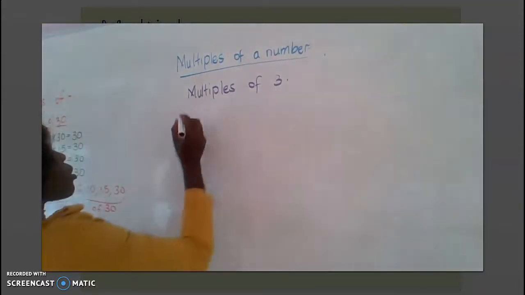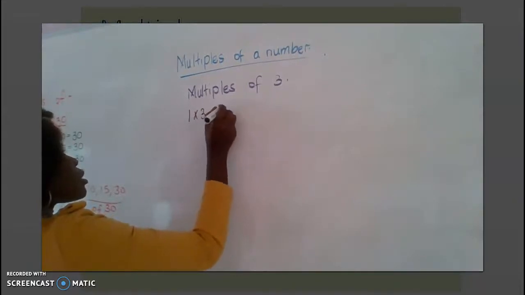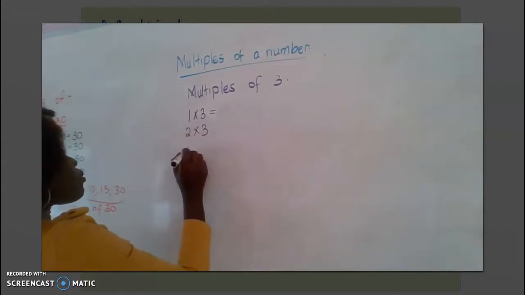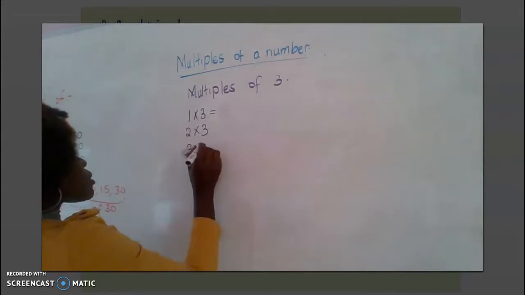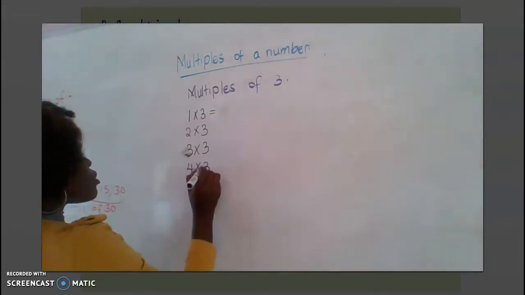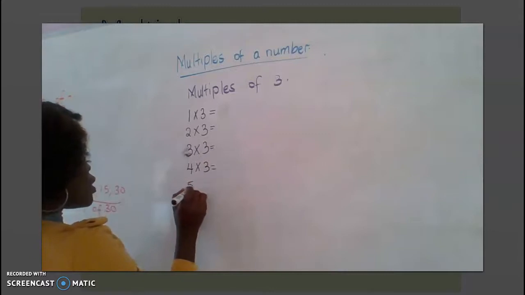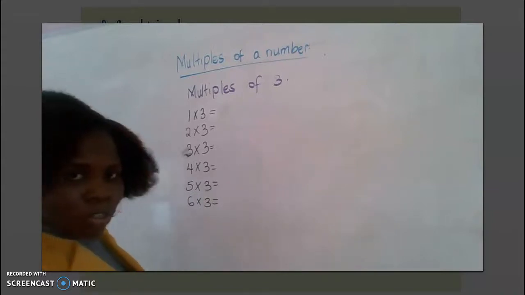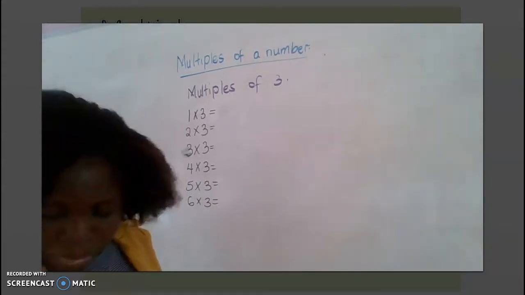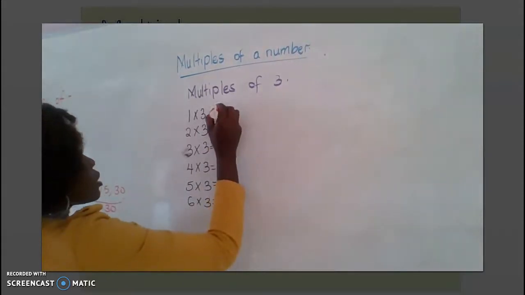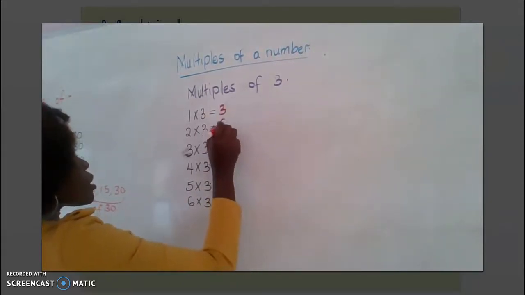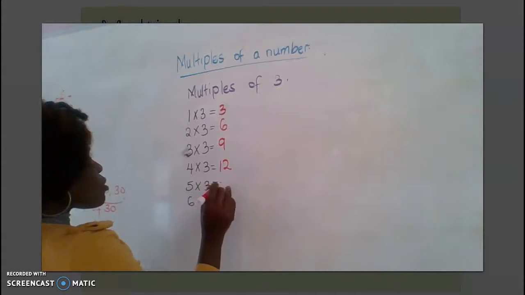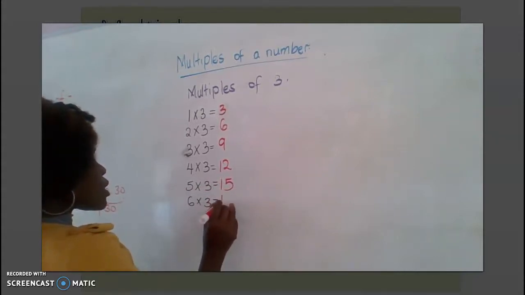For example, 1 times 3 equals 3. 2 times 3, 3 times 3, 4 times 3, 5 times 3, 6 times 3. So I've listed numbers that are multiplied with 3. So 1 times 3 is 3. 2 times 3 is 6. 3 times 3 is 9. 4 times 3 is 12. 5 times 3 is 15. 6 times 3 is 18.